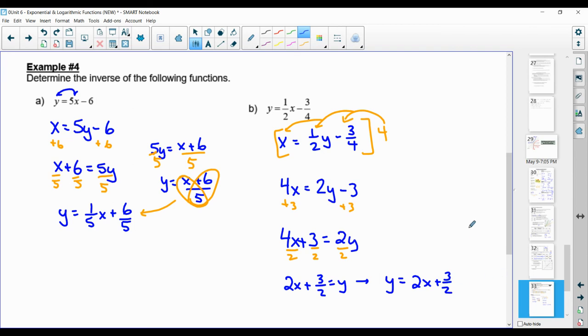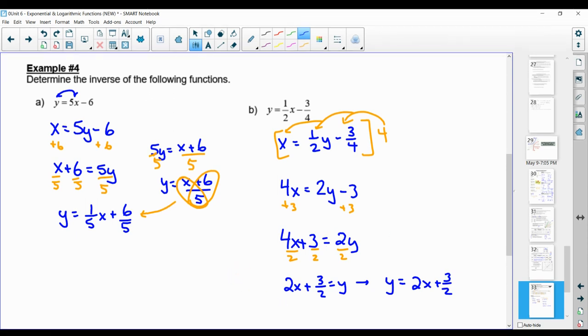All right, so that's just a refresher on exponent laws and an introduction to inverses. Take some time to do a couple practice questions, and we'll see you soon.